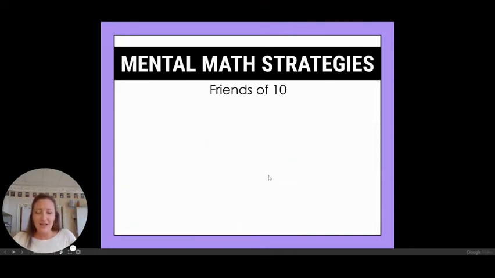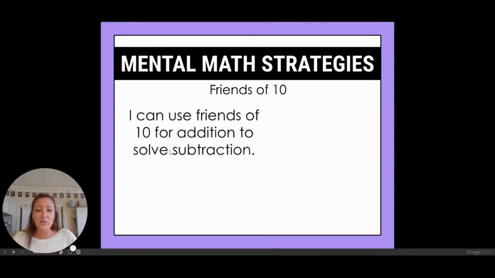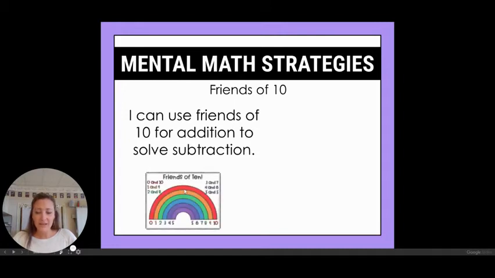Our next strategy is all about our friends of 10. Our friends of 10 were from our addition strategies, but we can also use these friends of 10 to solve subtraction. So here's a reminder of our friends of 10. We have 0 and 10, 1 and 9, 2 and 8, 3 and 7, 4 and 6, and 5 and 5. And now we also know that those can go flip-flop, right? It can be 0 plus 10, but it can also be 10 plus 0. So they go both ways.